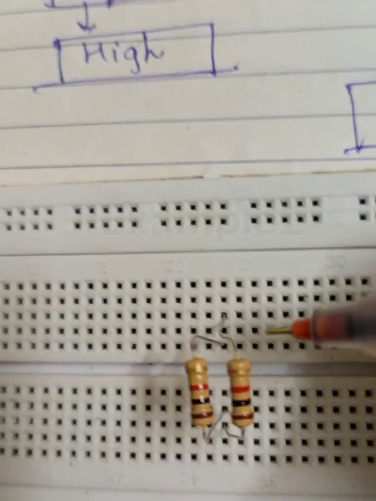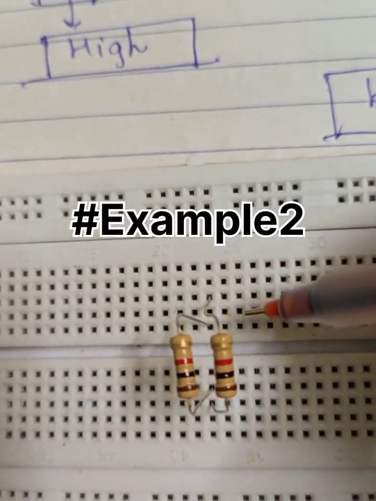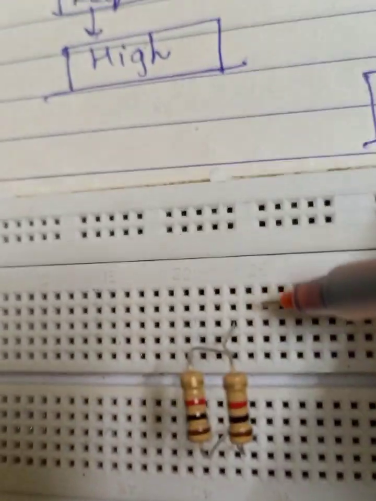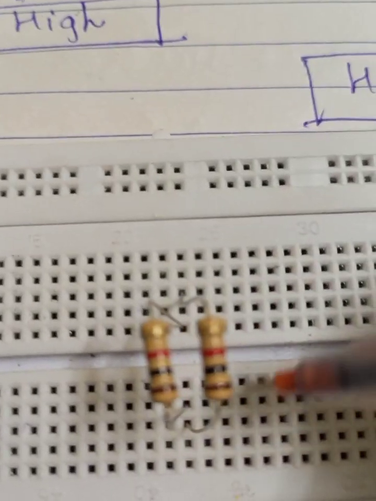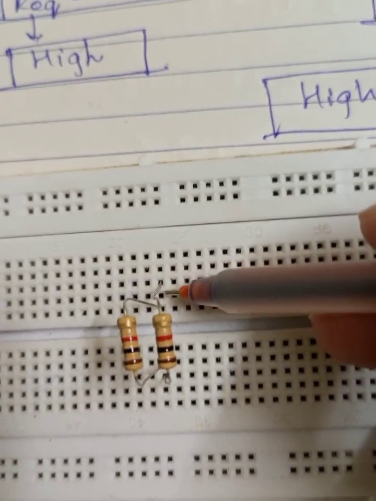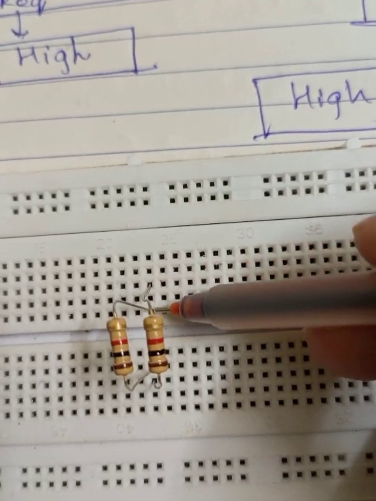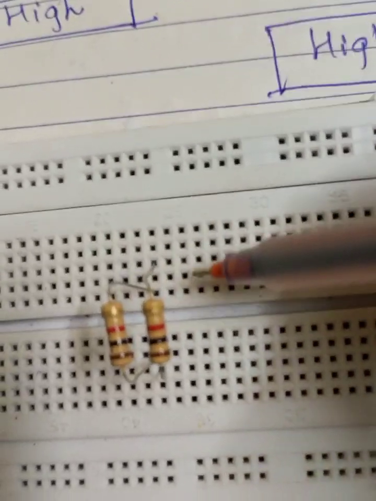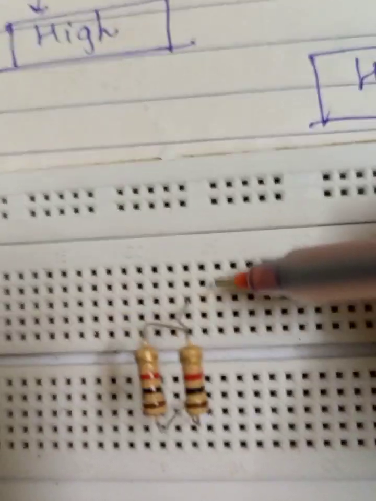So comment down below, is it connected in series or parallel? If you are thinking of series, then it is wrong. It is connected in parallel. As you can see, this section is shorted and this section is also shorted. So as I've mentioned, in parallel connection, if both the ends are shorted, then it is considered as parallel connection. So don't get confused between series and parallel connection.